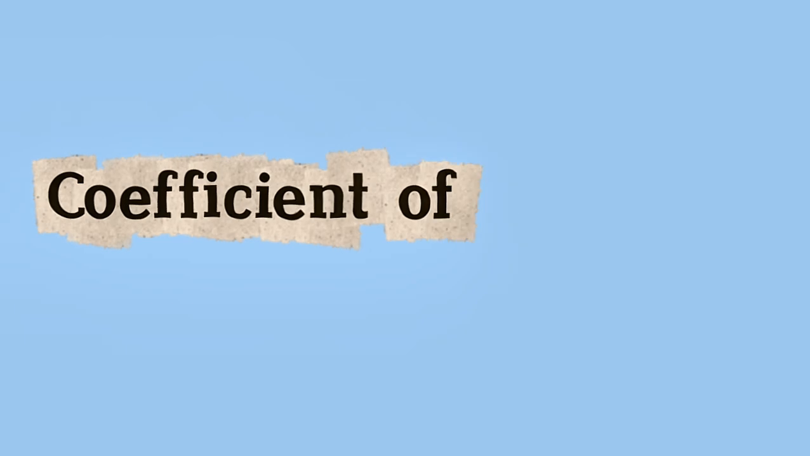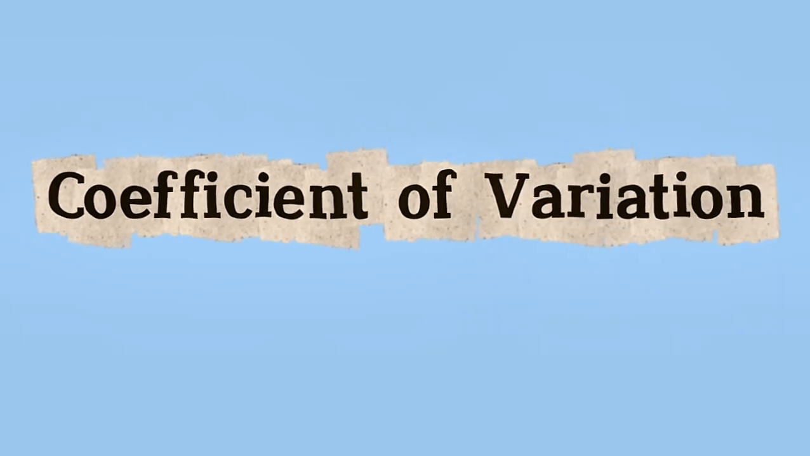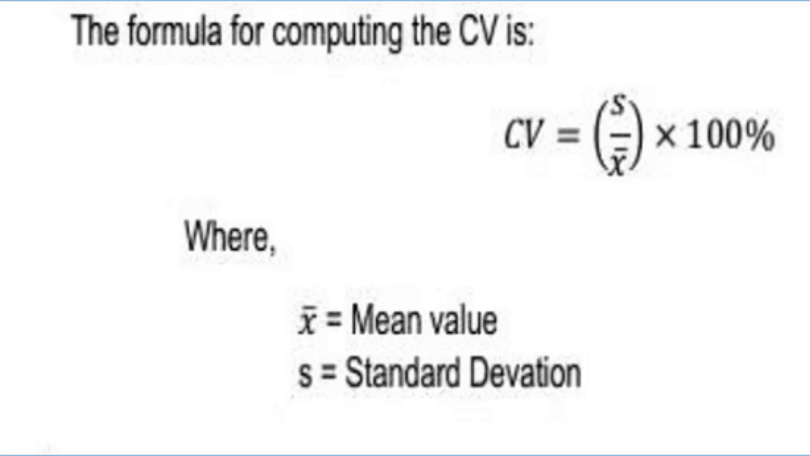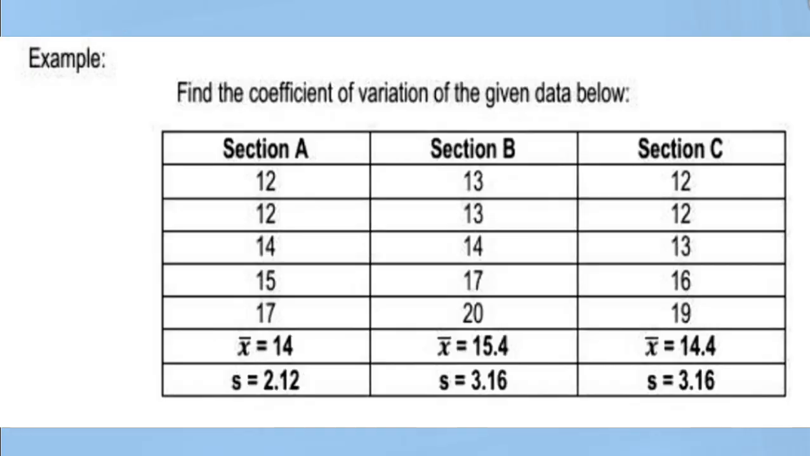Let's now proceed to the coefficient of variation. It is used to compare two or more groups of distribution of scores. And this is the formula for computing the coefficient of variation. CV is equal to S over X times 100%, where X is the mean value and S is the standard deviation. Now let's have an example.